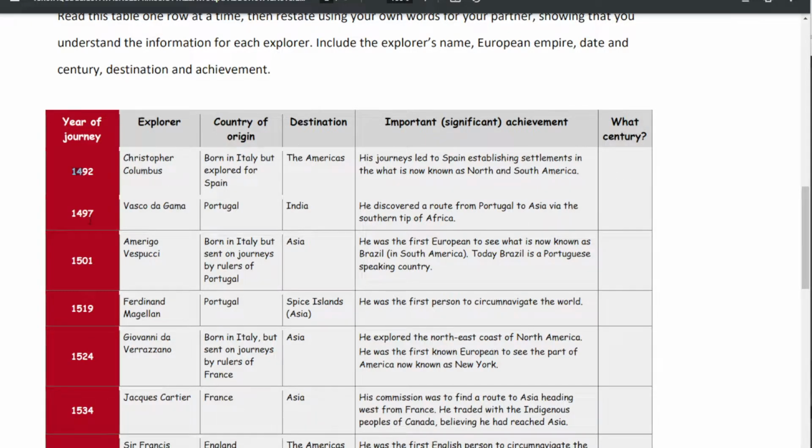Okay. For the next one, 1497, Vasco da Gama, Portugal. He traveled to India. What was one significant thing he did, or the significant achievement he accomplished, was that he discovered a route from Portugal to Asia via the southern tip of Africa. So what century? So it's in the 1400s. So looking at my timeline that we worked on before, you'll look at the timeline and you'll notice that it is the 15th century.